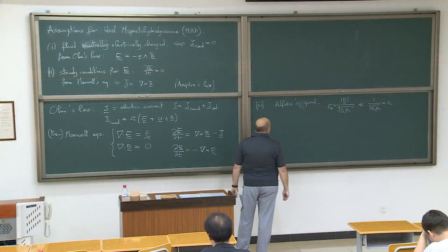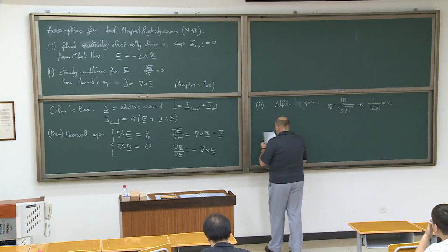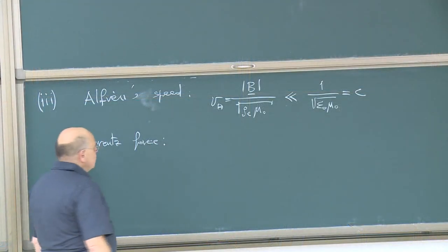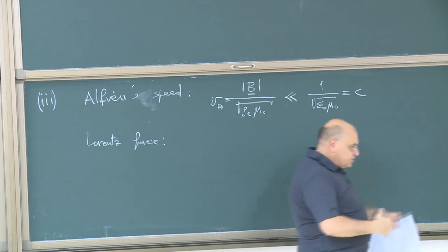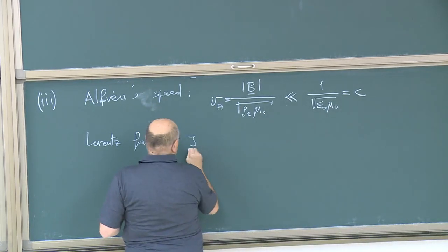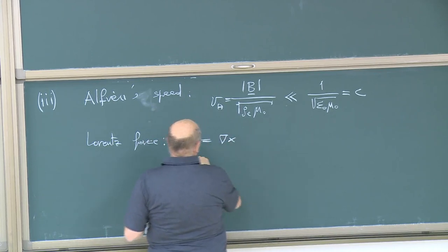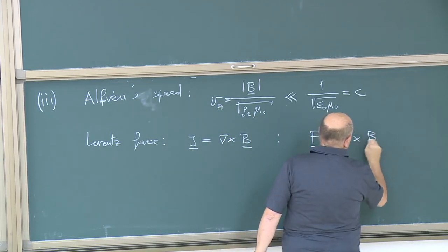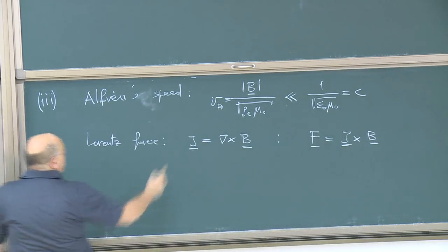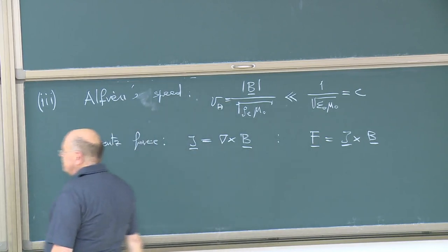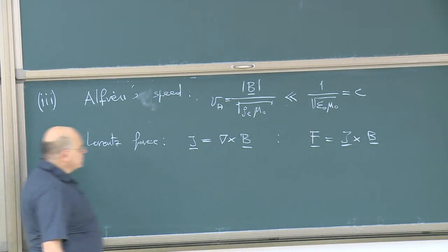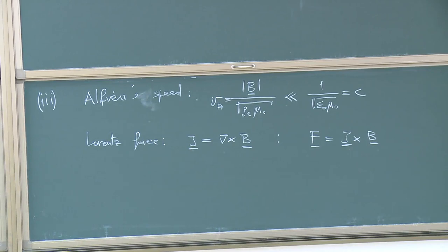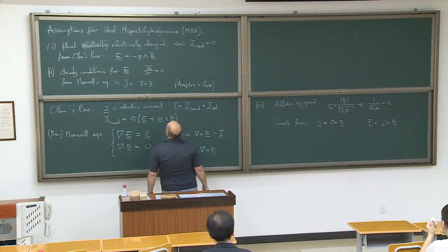So this is the case, and under these assumptions we also have something important, the Lorentz force. Each field line is subject to this force, and this force is due to J and B: J cross B. There is a mu somewhere, I will drop it.